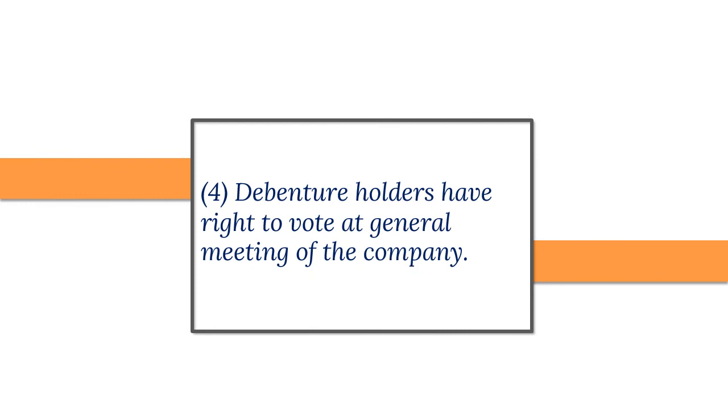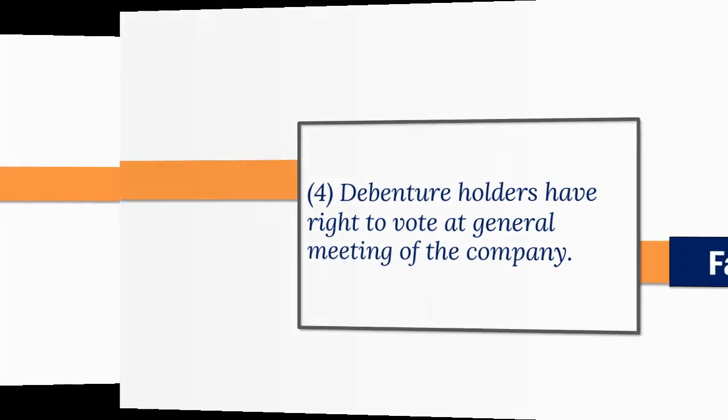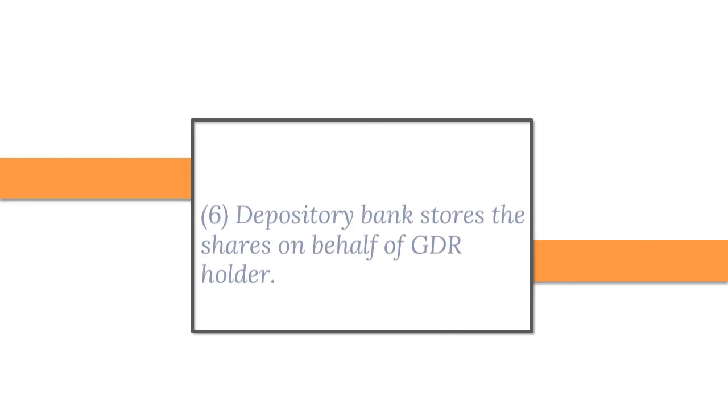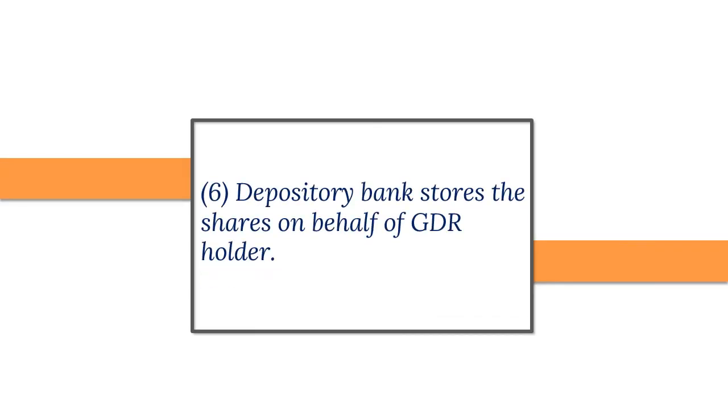4. Debenture holders have right to vote at general meeting of the company. This statement is false. 5. Bondholders are owners of the company. This statement is false. 6. Depository bank stores the shares on behalf of GDR holder. This statement is true.